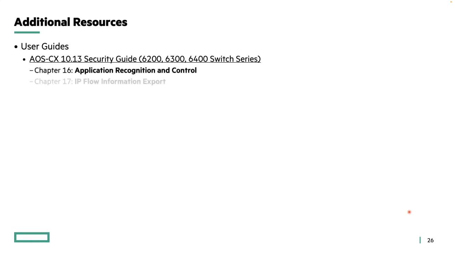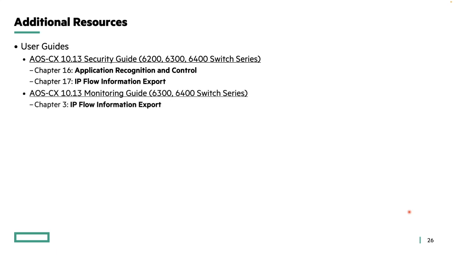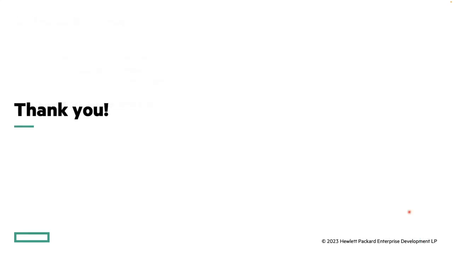Some additional resources for the IP Flow Manager feature. As far as user documentation, you have the AOS-CX security guide for the 6200, 6300, and 6400 switches, Chapter 16, application recognition and control, as well as Chapter 17, which is the IP flow information export or IPFIX chapter, as well as the IPFIX chapter in the 10.13 monitoring guide. And that is the IP Flow Manager feature.